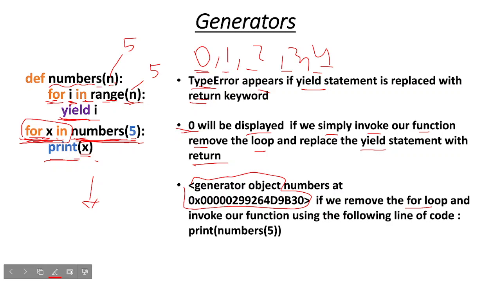So this is how the yield statement is utilized inside our function. Let me repeat myself again. By using the yield statement, we are able to turn our function into a generator. By turning our function into a generator, we are able to apply the for loop when we invoke our function. By doing so, we will be able to generate values, and each value will be displayed in our console one after another.